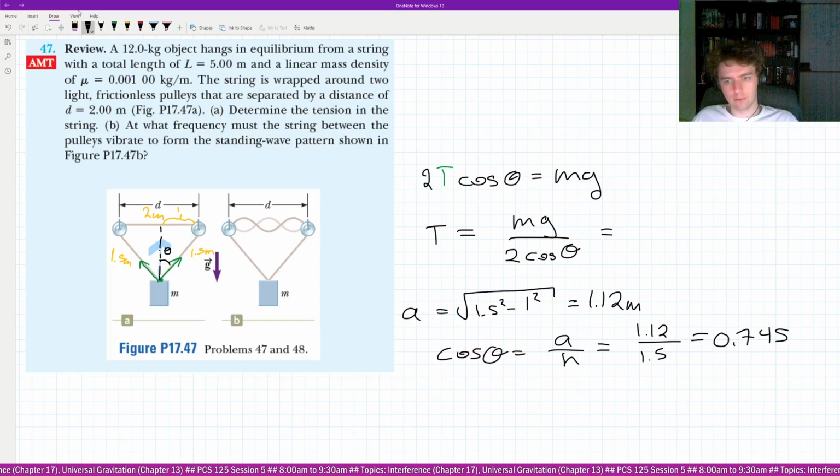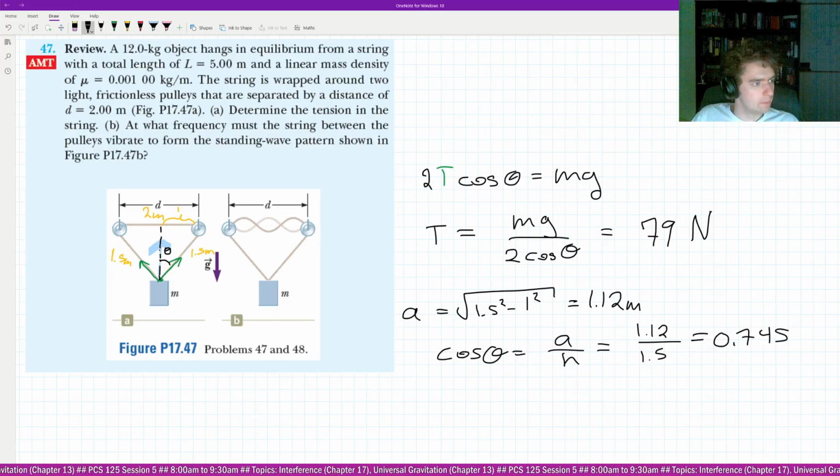And now I can just solve for the tension. So 12 times 9.81 over 2 times 0.745. So I got 79 newtons. Is that the answer?